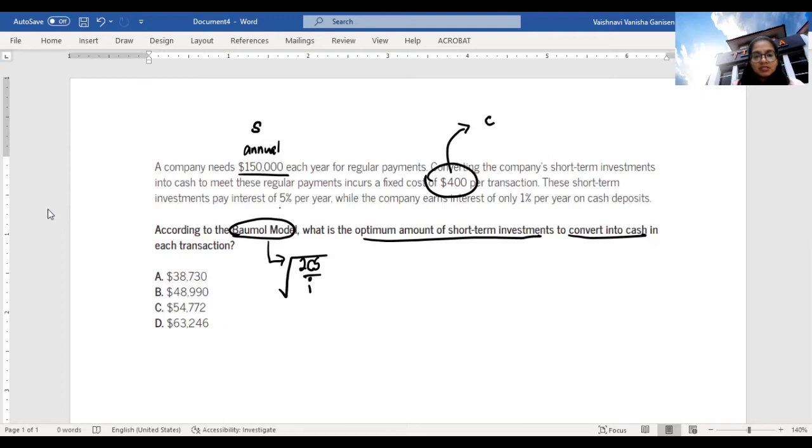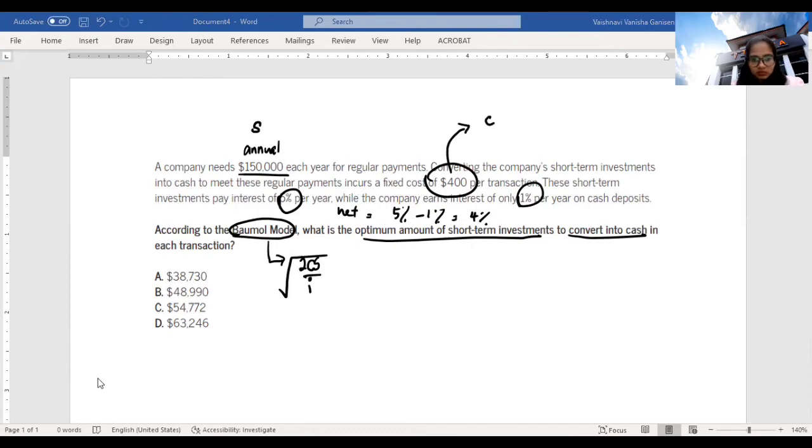The short-term investment pays interest of 5% per year. The company earns only 1% per year on cash deposits. So when you look at the information that is given, C as is given, I, please remember to calculate the net interest, which is 5% minus 1%. Your opportunity cost would be 4%, or your interest cost would be 4%.